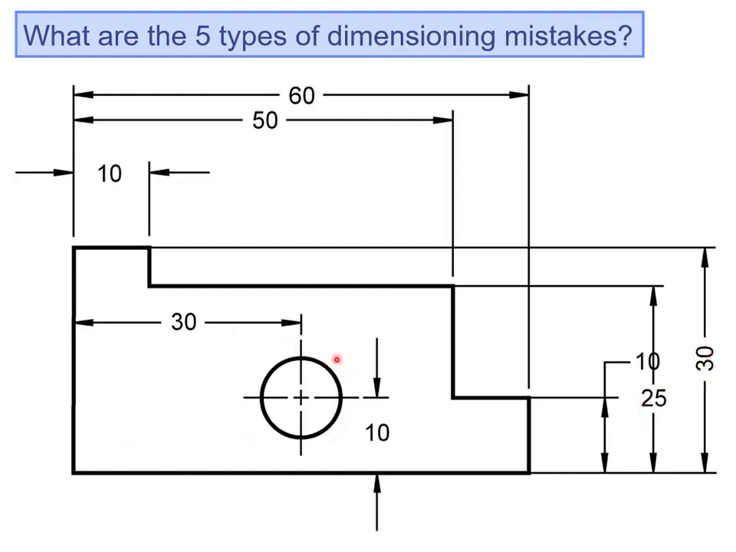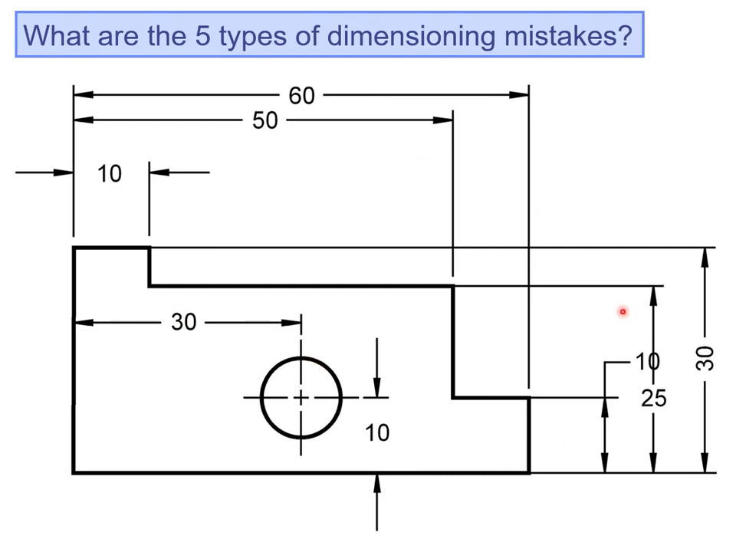And we need to also locate the hole. Again, remember we talked about green center lines and green center marks. We need to locate the center of the hole so that the machinist knows where to drill. The machinist is going to aim for the center point when it comes to drilling a circular or cylindrical hole. Okay, so now that it's dimensioned, we need to point out some mistakes.